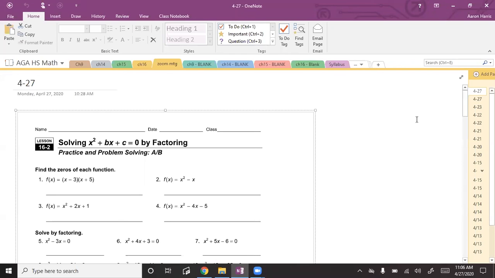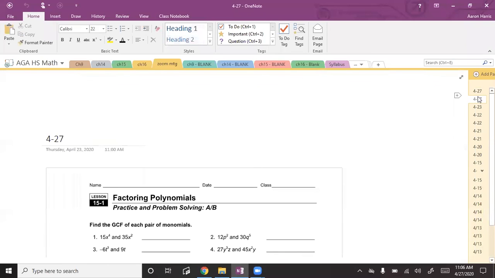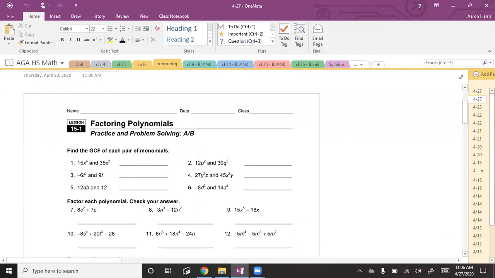Let's make this happen. We have 16-2 today and 15-1. So let's start with 15-1. 15-1 is pretty easy. Getting that done. Okay, let's mute all of y'all. You're gonna see nothing interesting. There we go. All right.